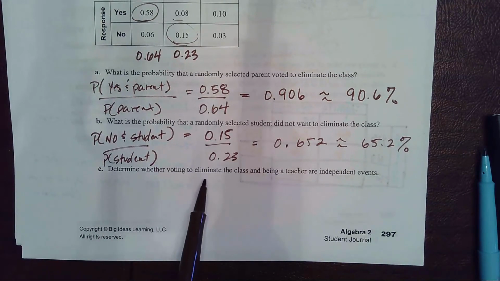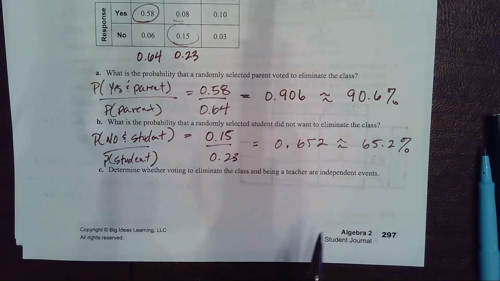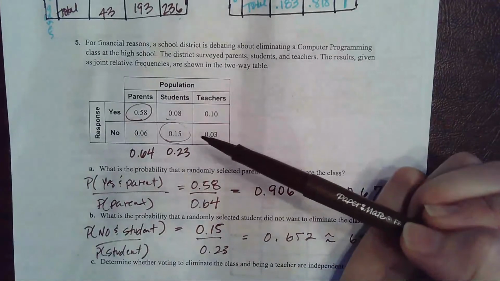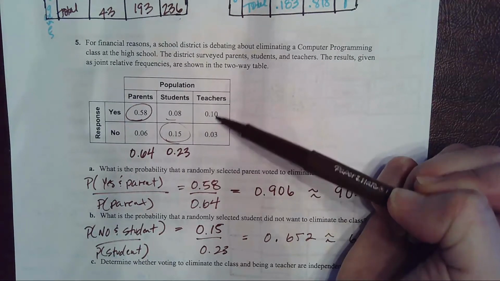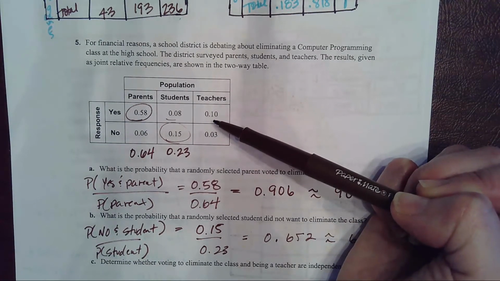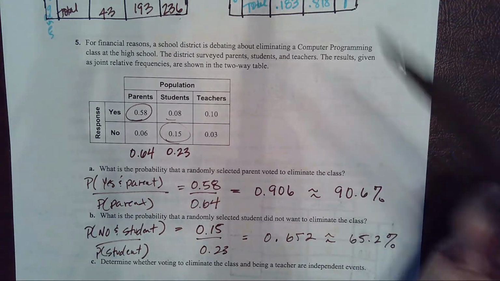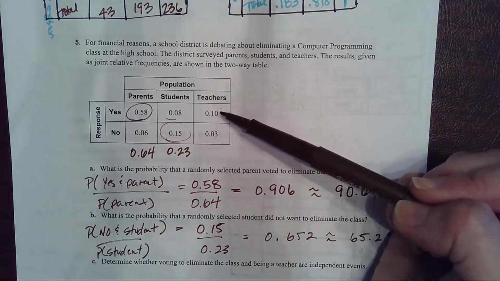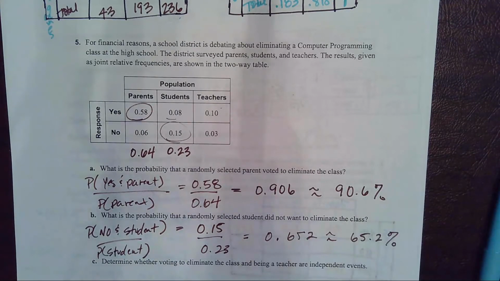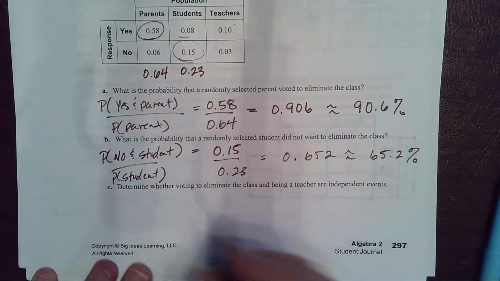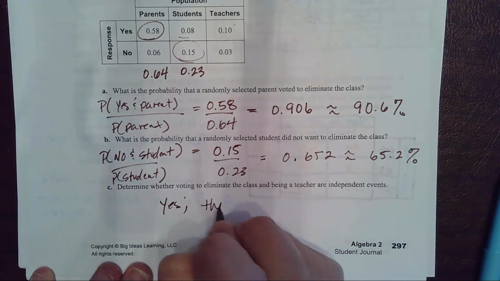Next, it says determine whether voting to eliminate the class and being a teacher are independent events. So how I measure this one is, is there any overlap? Notice there are three categories here. Does being a teacher and eliminating the class have any overlap? The answer is no, because you're going to ask teachers whether or not they want to eliminate the class, and they're going to vote. But their response is not going to be recorded in more than one spot. So we call that an independent event. Are they independent events? I would say yes. I would just say they do not depend on each other.